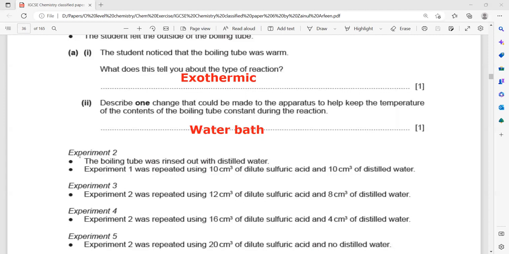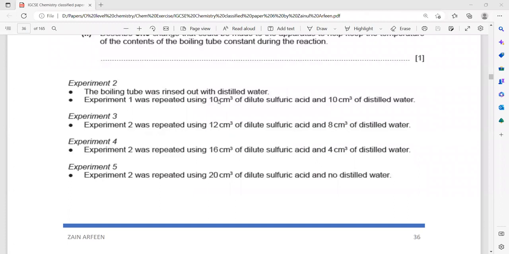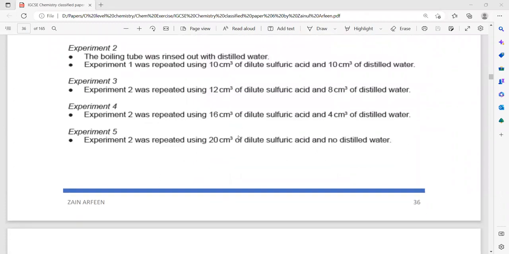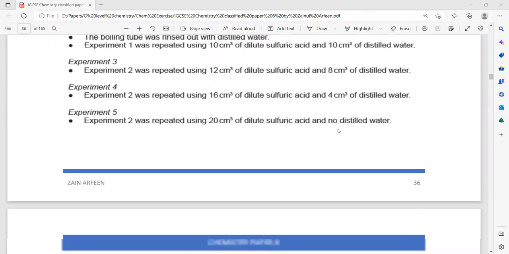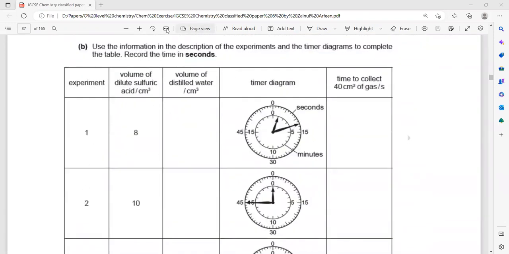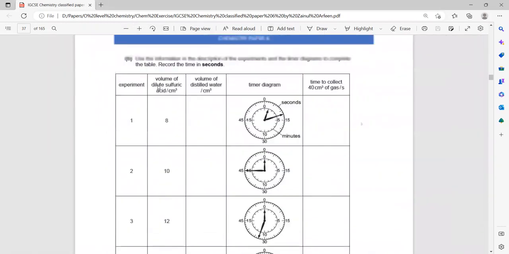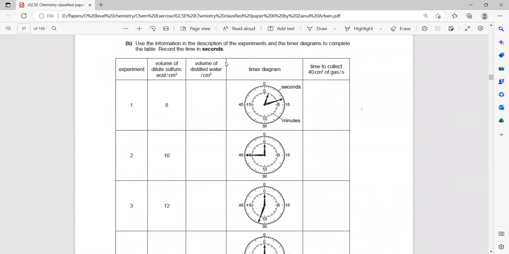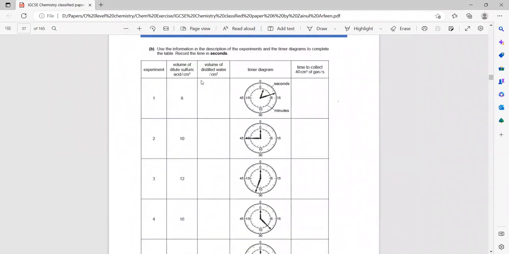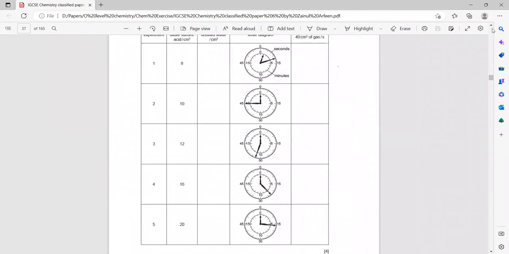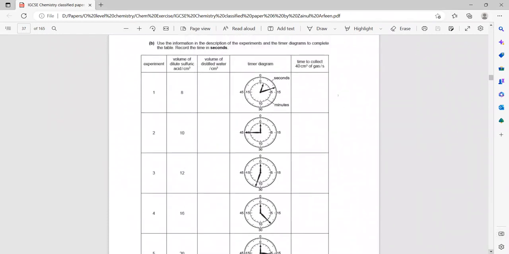Then the test tube was rinsed out with distilled water. Then the experiment was repeated using 10 cm cube, then 12, then 16, then 20, and 10 cm cube of distilled water, then 8 cm cube, then 4. Use the information and description in the experiment and the timer to complete the table. So we have to complete the table for volume.